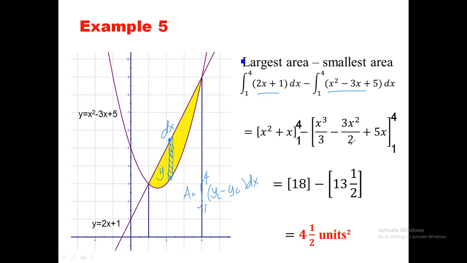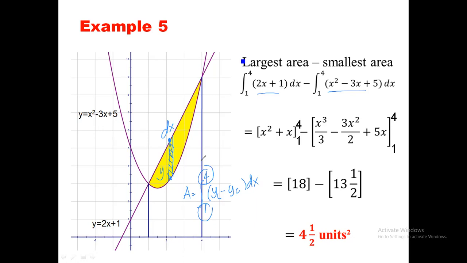Now, the question a while ago is, how do you determine this 1 and 4 if it's not given? What if it's not given and the problem will be asking you, what's the area between the curve x squared minus 3x plus 5 and the line 2x plus 1? You don't have any limit. How do you determine the limits of integration?